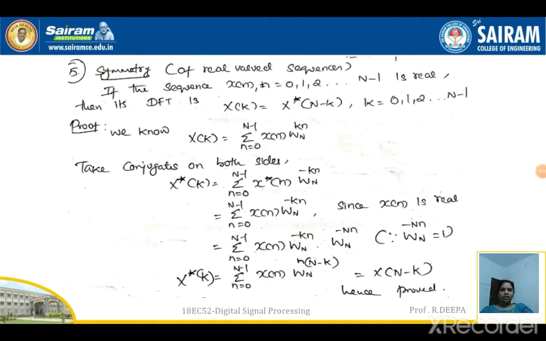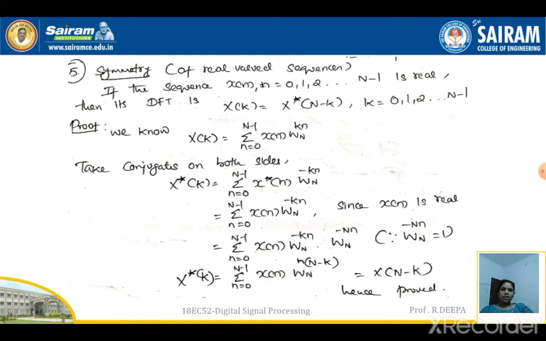So let us see the next property of DFT, that is the symmetry property of real valued sequence. Here I am going to prove the symmetry property only for the sequence which is of real values. Hence it is named symmetry of real valued sequence. Whenever you are applying this property to any problem, see whether x of n is a real valued sequence or not. So what is the statement of the symmetry property?